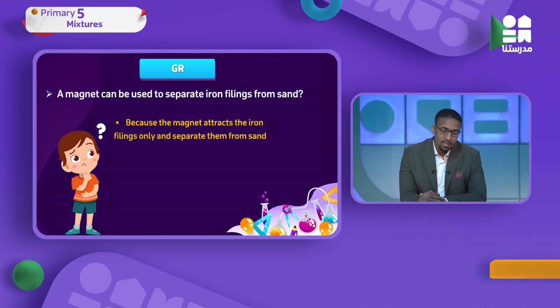Okay, because the magnet attracts the iron filings only, not sand, and separates them from sand. So iron will be attracted to the magnet, while sand is not attracted to the magnet, so we can separate them. The next activity: separate solid-liquid mixture by filtration.